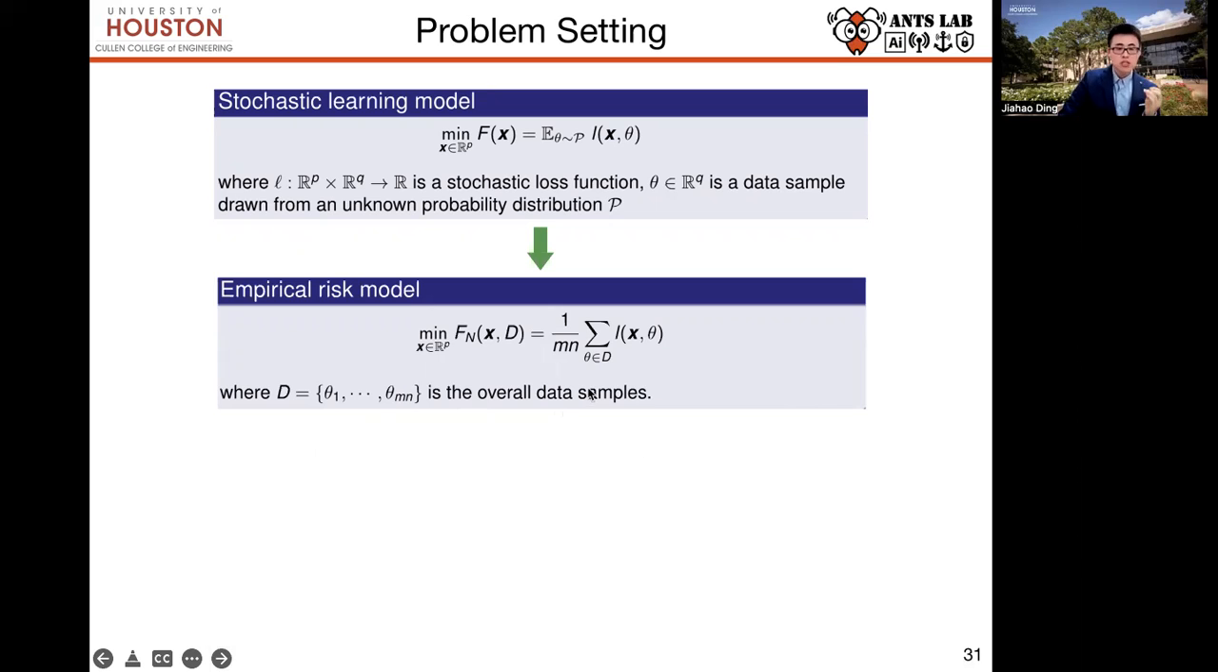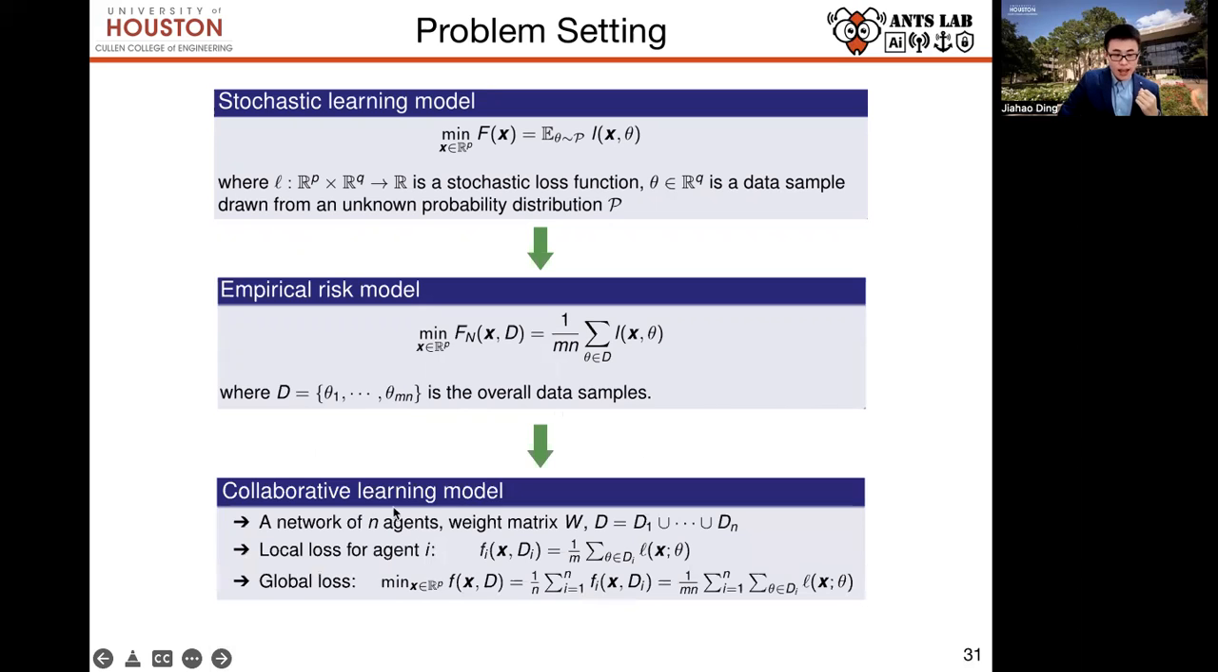And in collaborative training, our goal is to collaboratively solve this problem over n agents connected under a communication matrix W, and the D here is the union of D1 to Dn. The D1 to Dn mean the local data sets. We also assume each agent has a local loss function here, f_i(x, D_i), and all agents aim to collaboratively minimize the average of all local objective functions defined here.